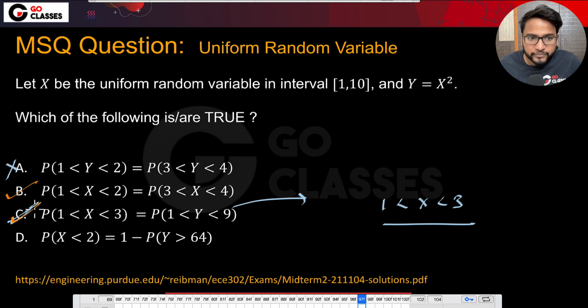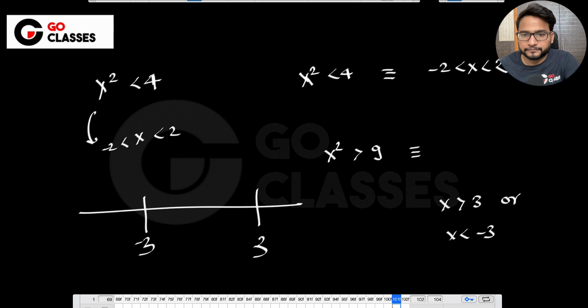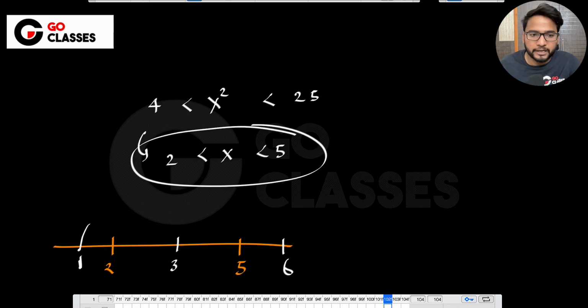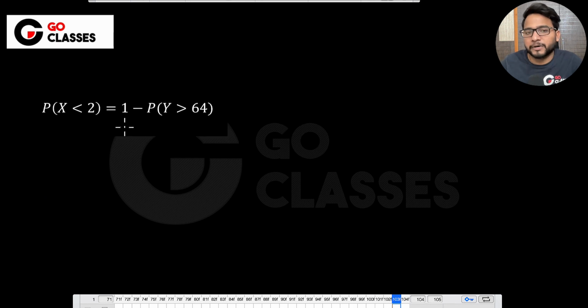What about D? Let's just check. D is saying x is less than 2 and y is greater than 64. Yeah, that's interesting. Maybe I can just copy this on the next page again, and let me show you. See, what is happening here is that we want to check whether this particular equality is true or not. So this is y greater than 64.